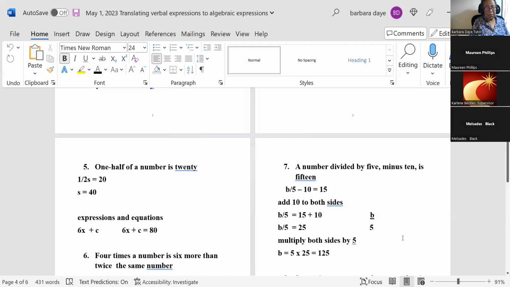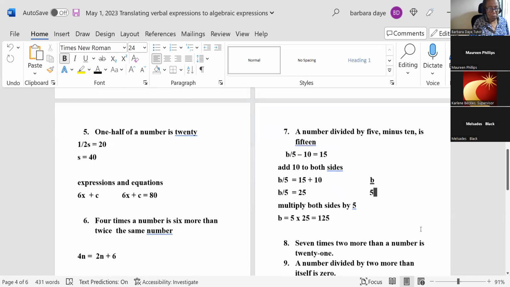A number divided by 5, B over 5, like Maureen said, minus 10, that's the subtraction, equals 15. So that's your answer. We just went a step further to solve for the B.